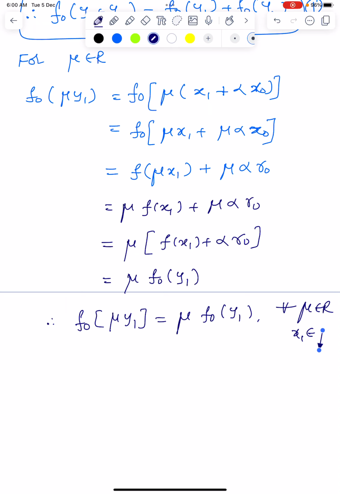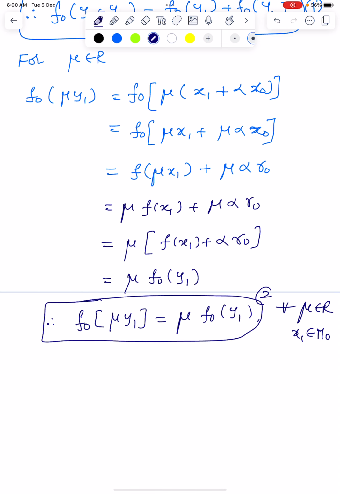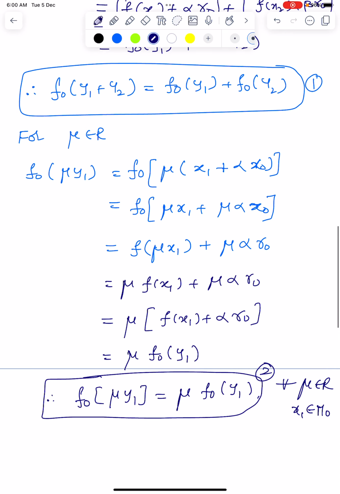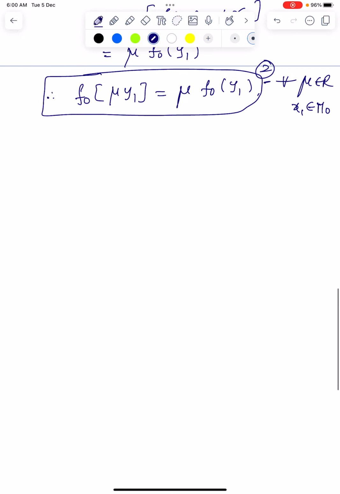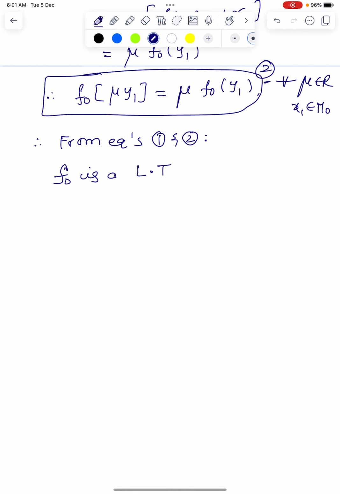and x1 belonging to M naught. Let it be equation number 2. Now from equation 1 and equation 2, we conclude that f naught is a linear transformation.